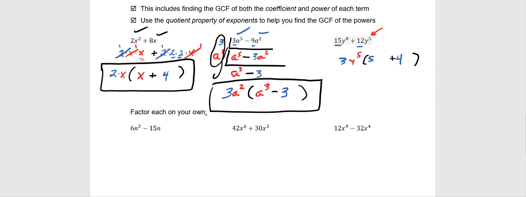Let's see. y to the eighth divided by y to the fifth. Subtract the exponents. That gives me y to the third. y to the fifth divided by y to the fifth, that's like y to the 0 or 1. There's nothing more. I'm done.